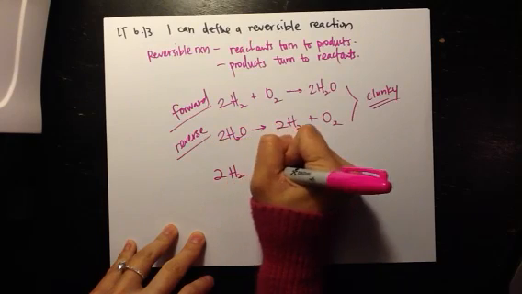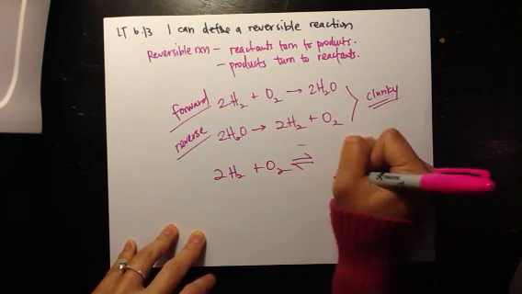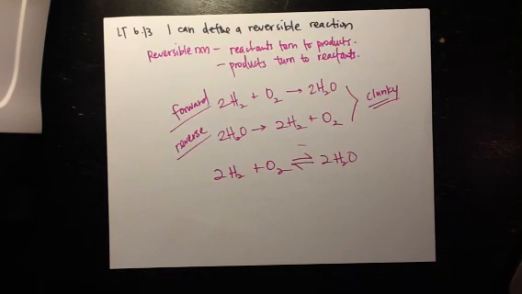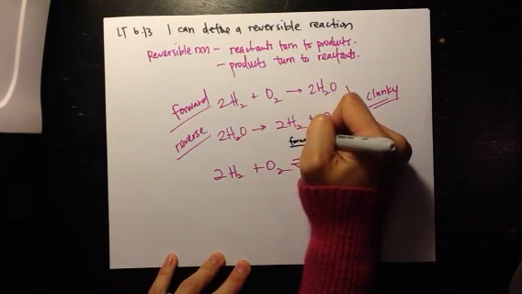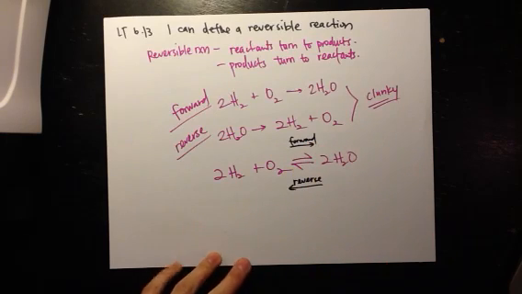So if you see something like this, one arrow going that way, one arrow going that way, you will know that we're talking about a reversible reaction. So if I'm just going to label this, this is your forward, and this is your reverse. Okay?